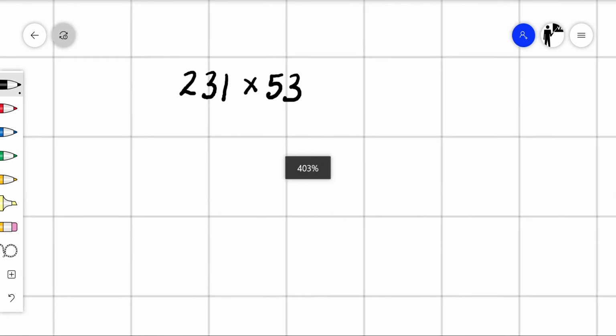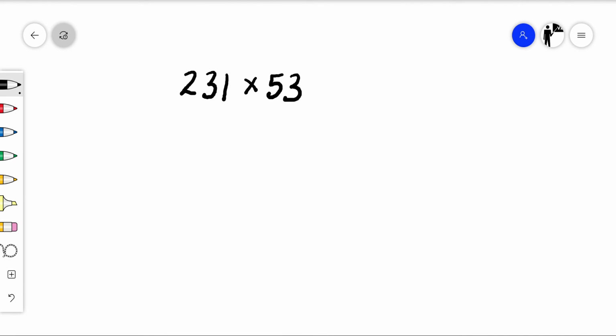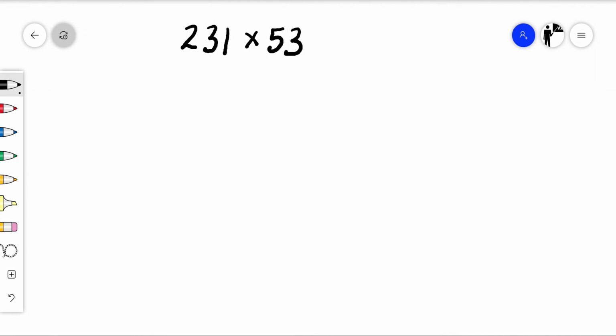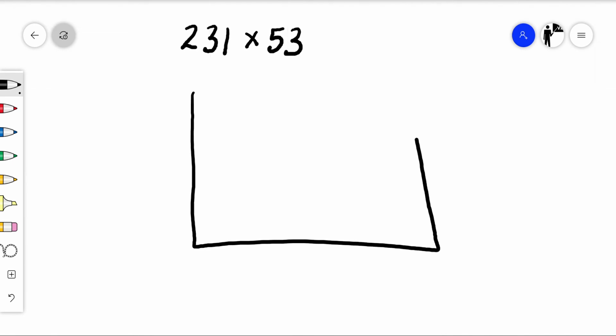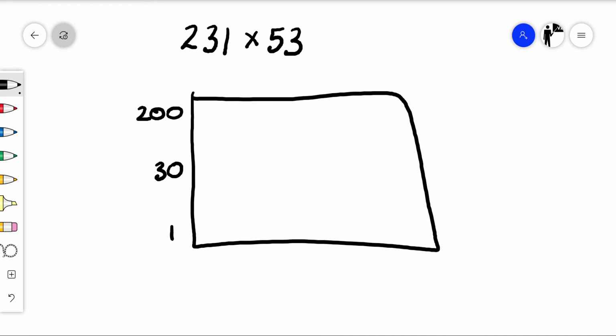Okay, one final example. 231 multiplied by 53. I can't split any of these up into something that's easy. So I'm going to draw a grid. But you notice that 231 has got 3 place values. We've got the hundreds, the tens and the units. So we need to split this up into the hundreds, the tens and the units. Do you see that? 200, 30 and 1 is 231. And 53 we split up into 50 and 3.